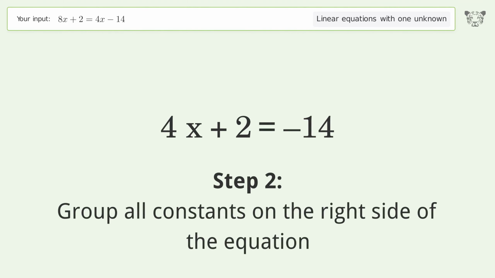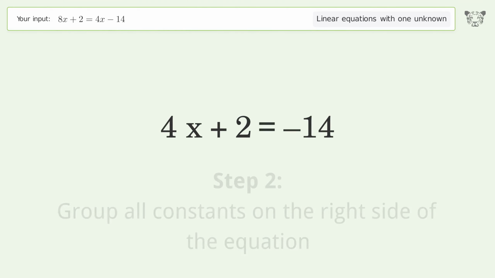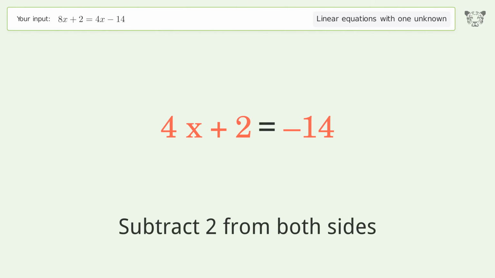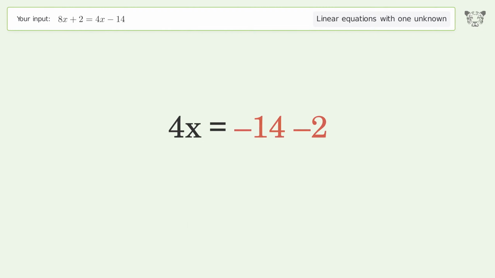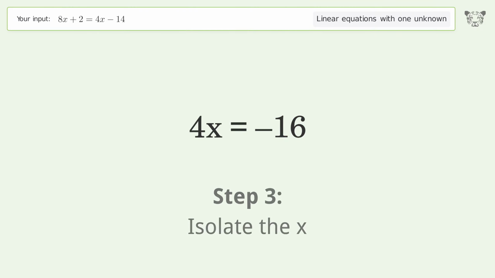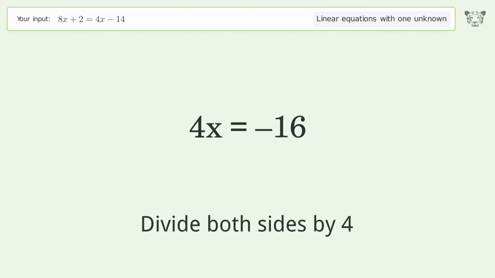Group all constants on the right side of the equation. Subtract 2 from both sides. Simplify the arithmetic. Isolate the x. Divide both sides by 4.